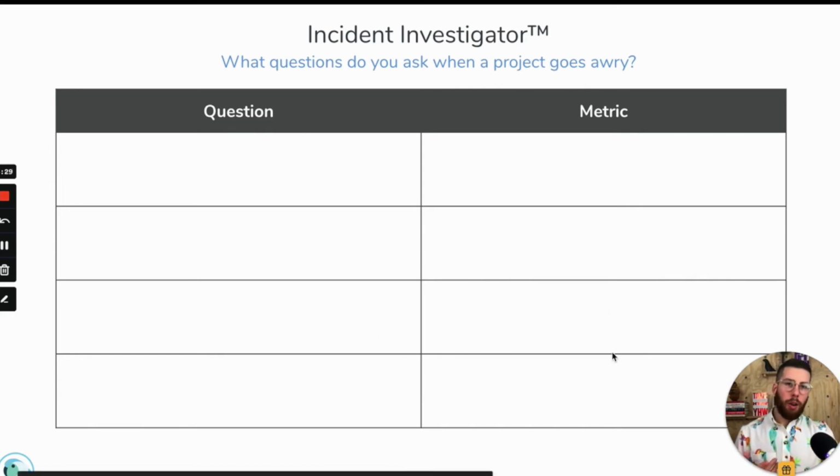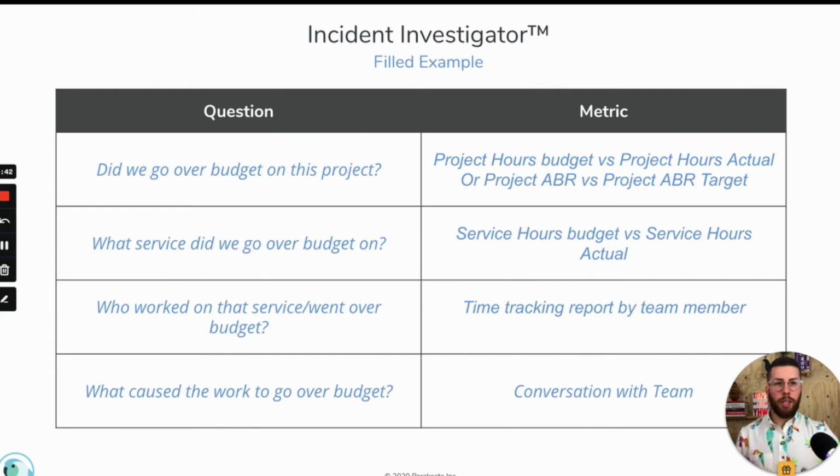Then the second part here in the right-hand side is you're going to write down what are the metrics that you could use to answer that question. So it's going to start to give you a sense of what are the most important questions for us to answer, and then what kind of metrics do we need to be able to track in order to answer those questions. So an example of this filled out would be, did we go over budget on this project?